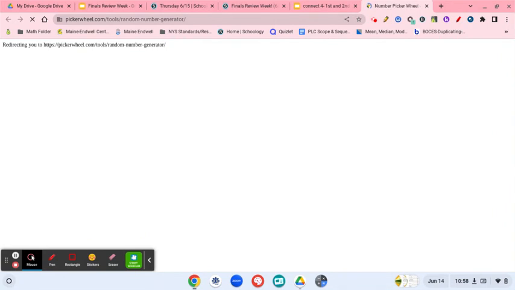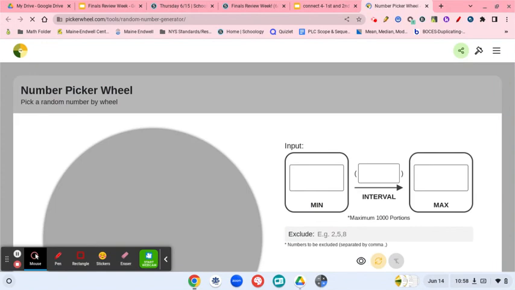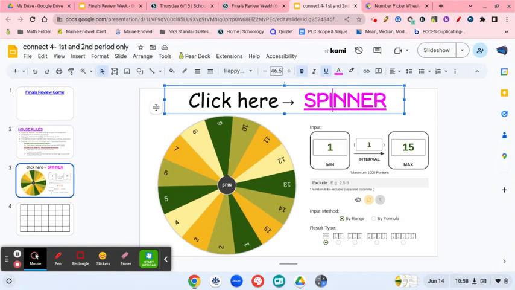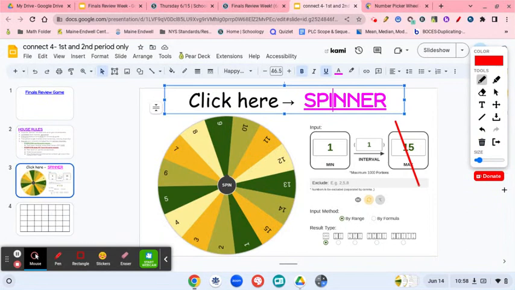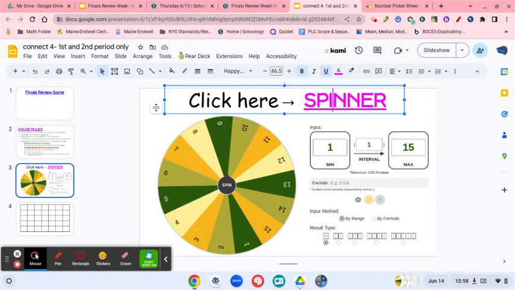Sorry it's taking so long. Anyway, that should be set up just like that slide is showing you. If it's not, all you need to do is type this in. These are the numbers you're putting in, okay? And as you spin it, it's going to say done or remove. You want to remove that number because you're done with that page number.